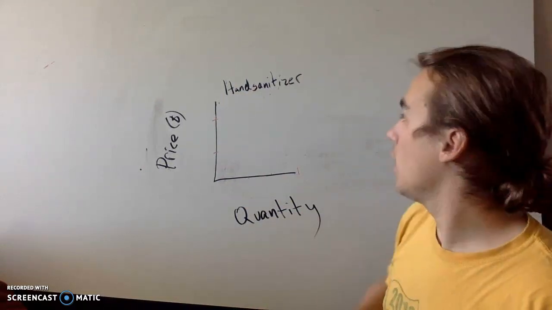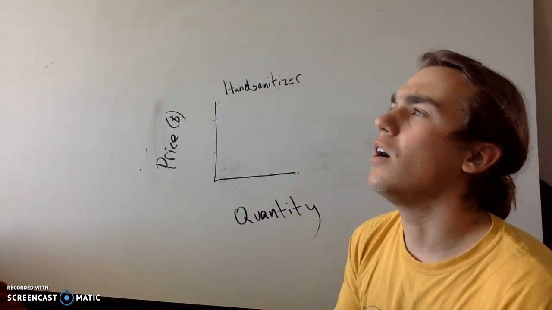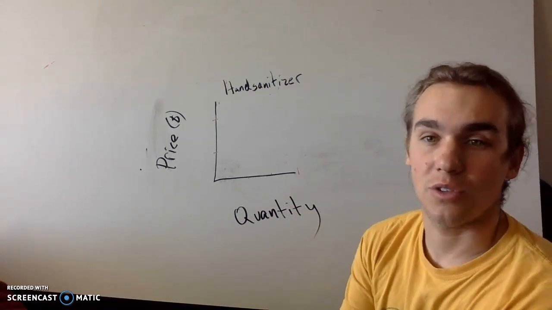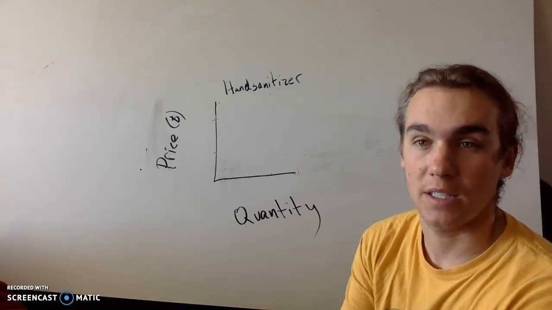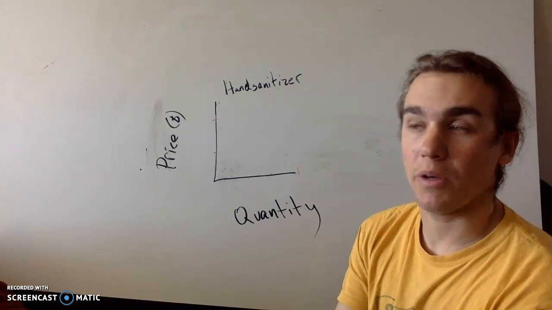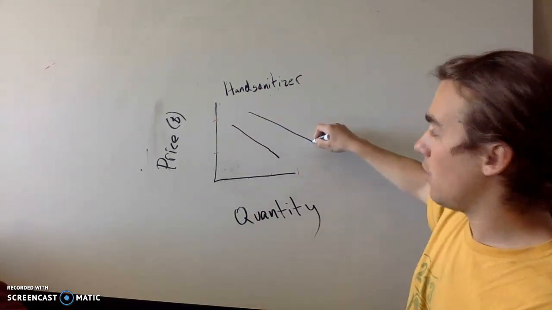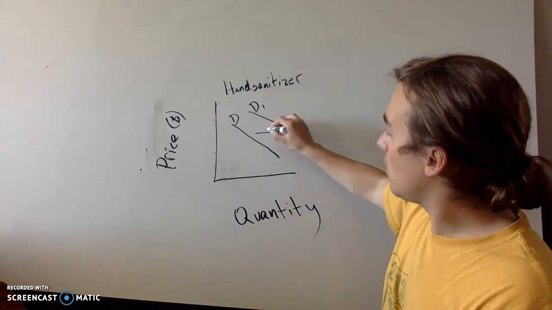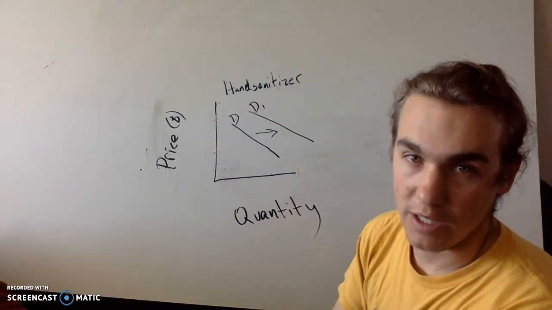So here we go. Let's pretend we're talking about hand sanitizer, and we're going to say that consumers expect that hand sanitizer is going to sell out, right? That's what's happening now. People expect that they won't be able to buy hand sanitizer. So if they expect that they won't be able to get it later, the consumers are going to demand more of it now, which means that the demand curve is going to shift to the right.